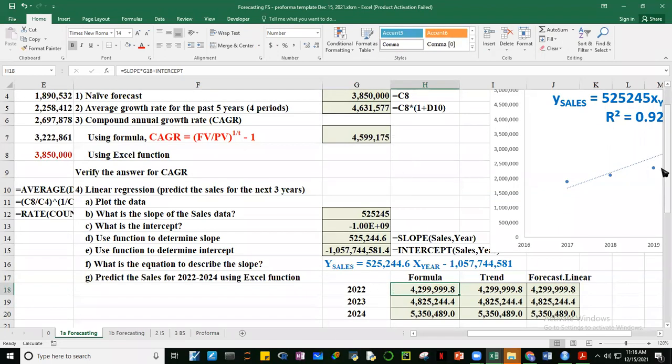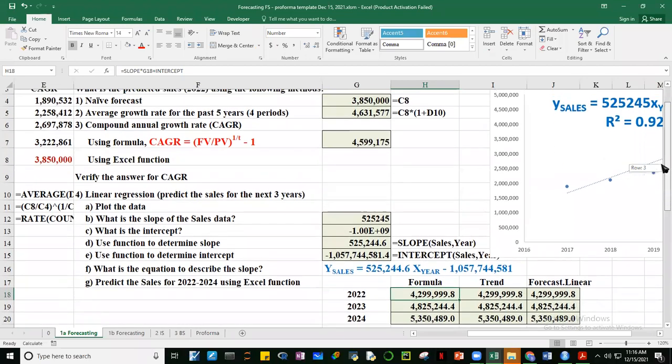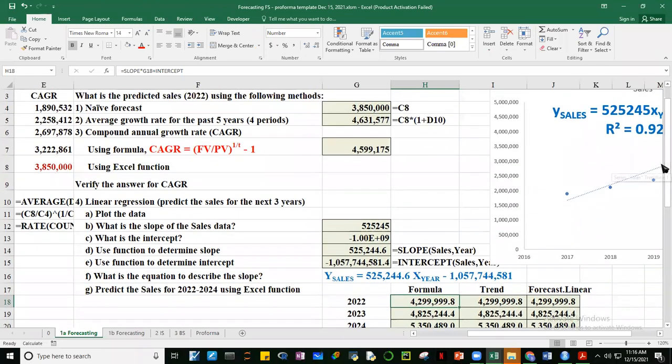So magkakaiba yung results nila. No? Ang walang processing na ginawa, yung naive. No? Kasi equal lang to the previous one. So the company has to decide kung ano ba talaga yung best method for them. Each of these methods have their pros and cons. Ang pinaka-mas scientific dito yung regression.